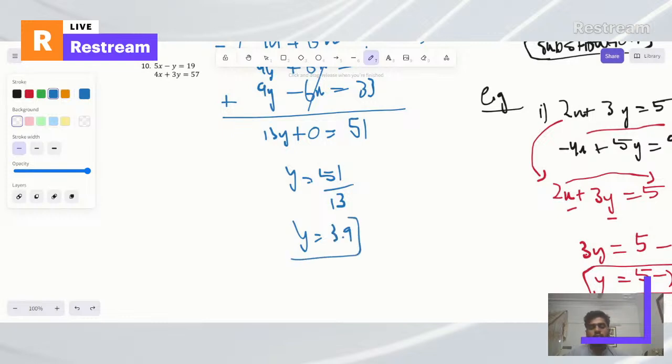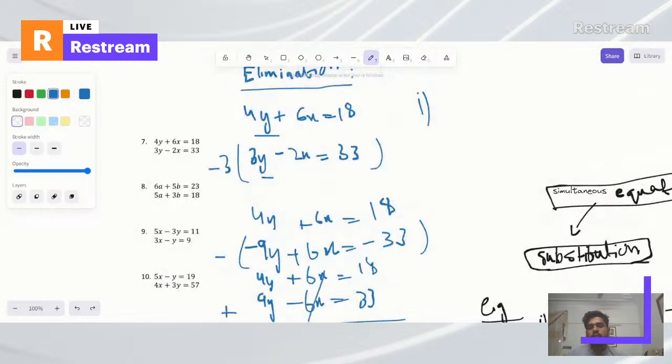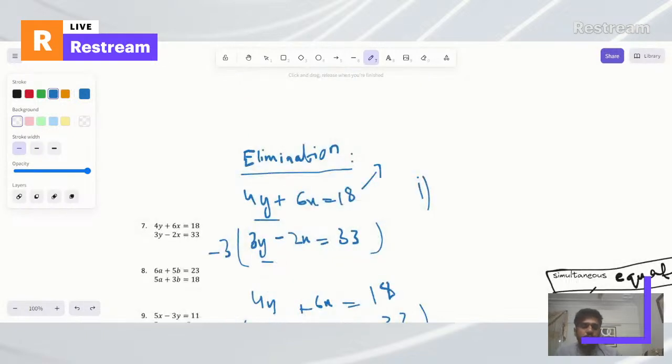Now I want to find out the value of x. So I'm going to choose any one of these equations and put in the value of y. If I put the value of y in the first equation, which is 3.9, so 4 multiplied by 3.9, plus 6x equals 18. So 4 multiplied by 3.9 is going to go to the other side. 4 multiplied by 3.9 becomes 15.6, right?